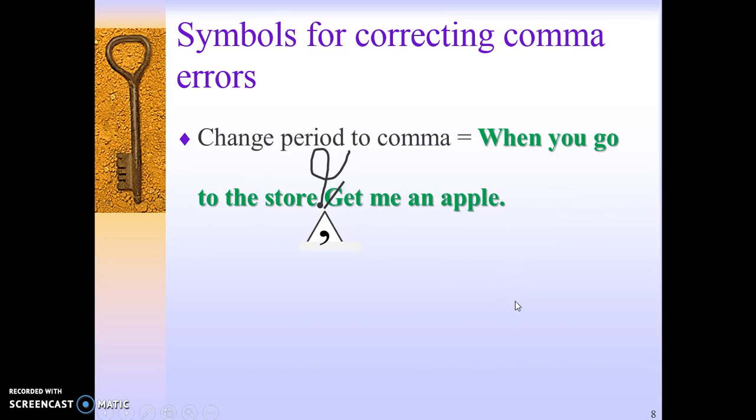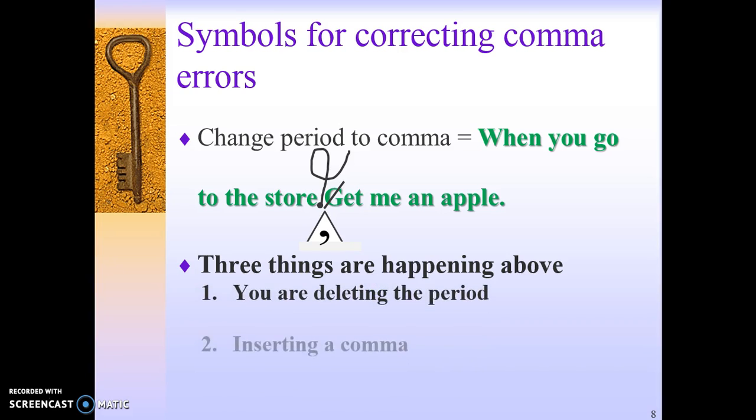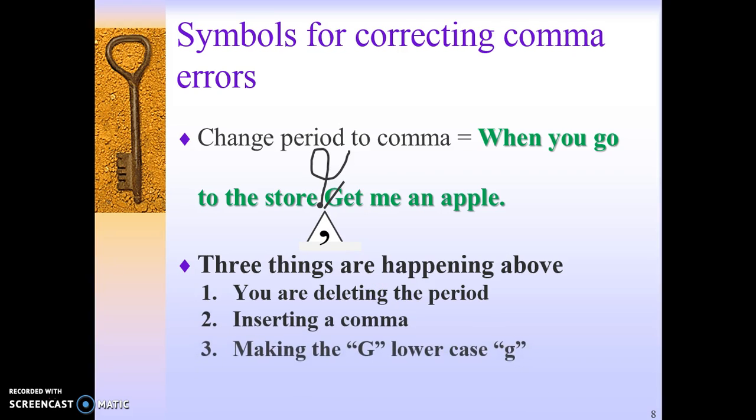You want to change a comma to a period. You have delete the comma or delete the period and insert the comma. So there's actually three different things going on here. You're deleting the period, you're inserting the comma, and you're making the capital G a lowercase g.